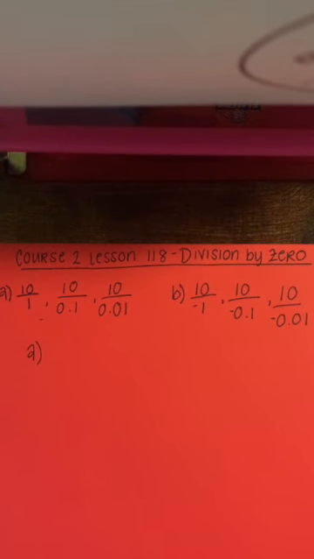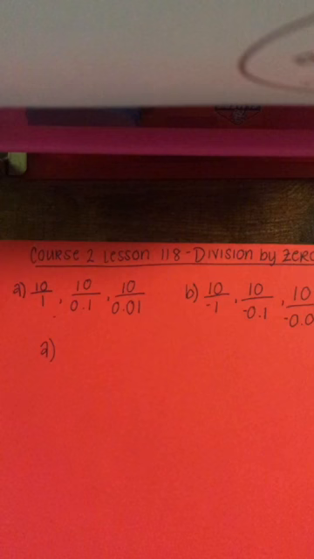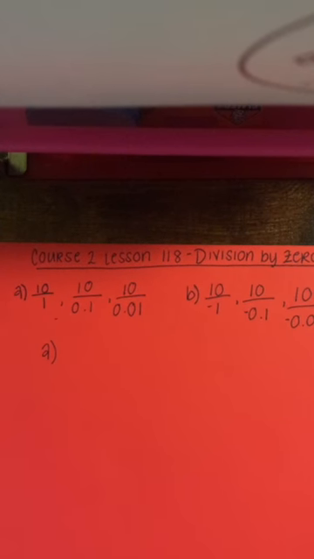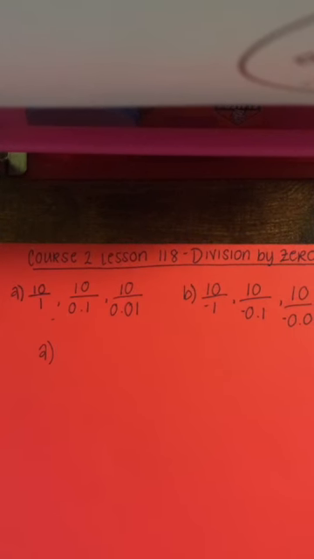Course 2, Lesson 118 focuses on division by 0. So we know that we cannot divide anything by 0 because 0 is undefined. So if we look at A, what we need to do is find each set of quotients as the divisors become closer to 0. Do the quotients become closer to 0 or farther from 0?